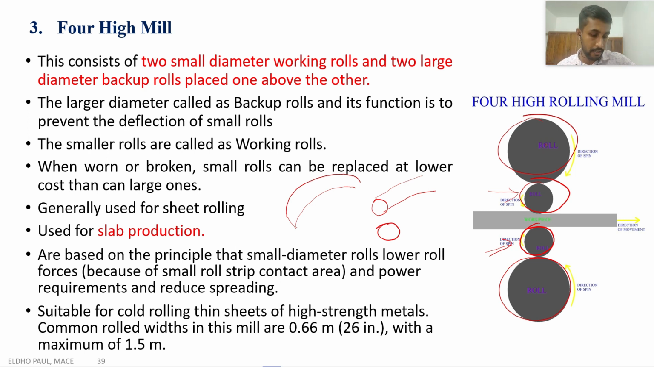And this is used for the production of slabs. A common roller width is 0.66 meter, and maximum 1.5 meter. These smaller rollers are the working rollers, and the two additional higher diameter rollers are the backup rollers. This is called a four high mill. See this, this is the four high mill.